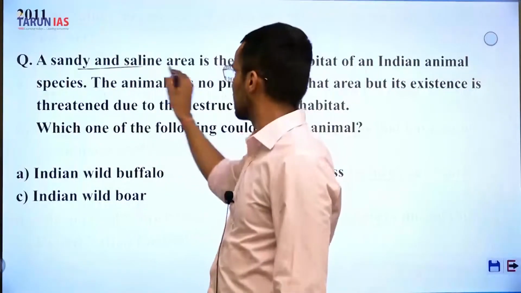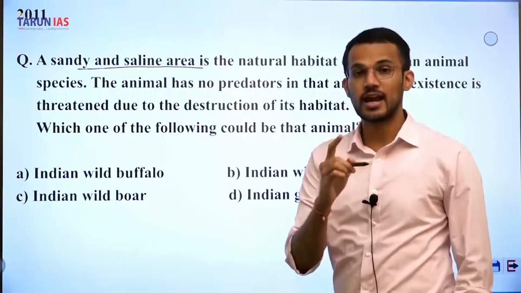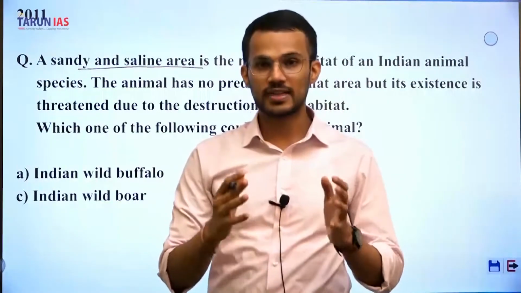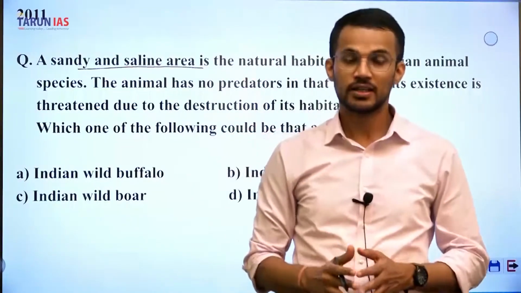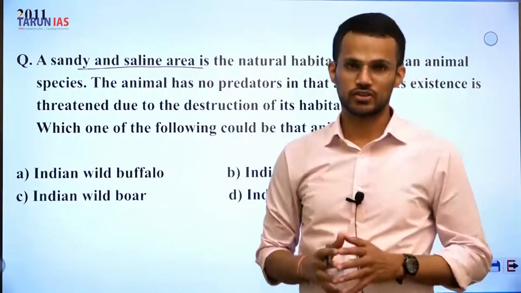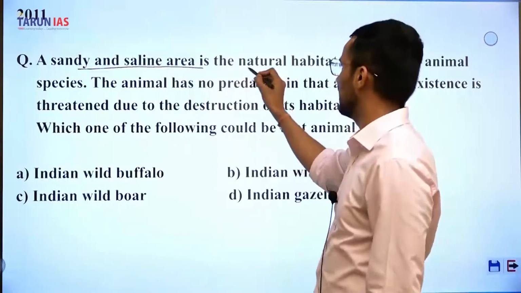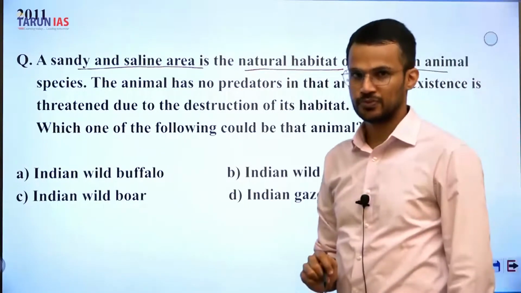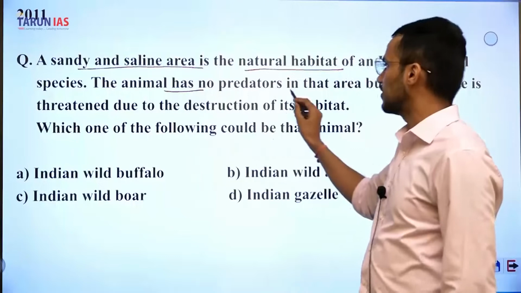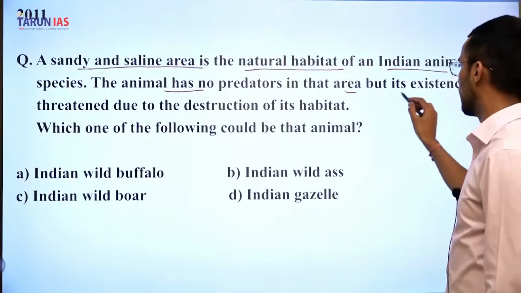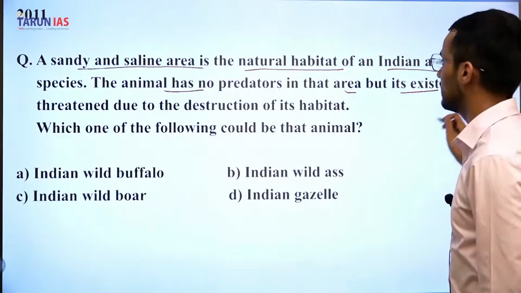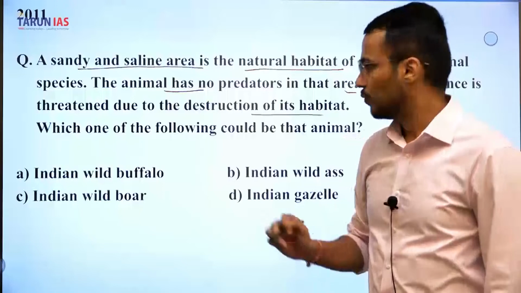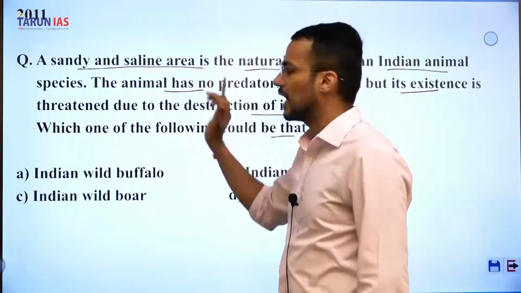A sandy and saline area. Can you think of some area which is sandy as well as saline? Yes, it is Rann of Kutch. So a sandy and saline area is the natural habitat of an Indian animal species. The animal has no predators in that area, but its existence is threatened due to destruction of its habitat. We are supposed to identify that animal.